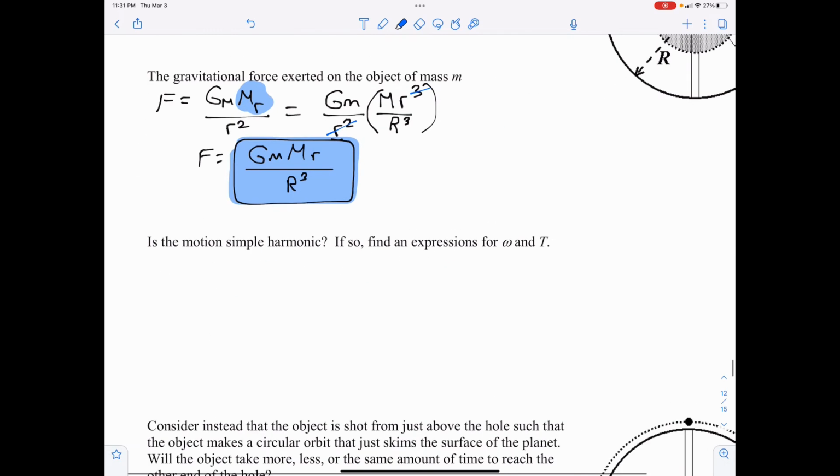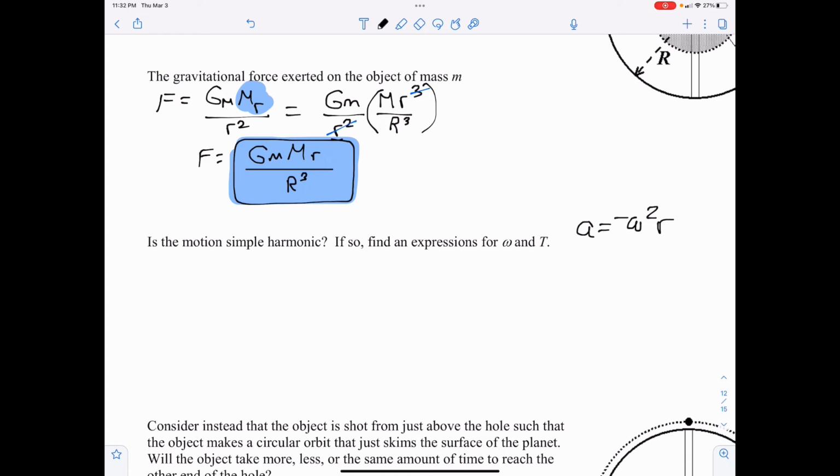Is the motion simple harmonic? If so, find an expression for omega and T. Well, remember what satisfies simple harmonic motion. A has to be proportional to r. In fact, if I'm being exact about it, a is equal to negative omega squared r.